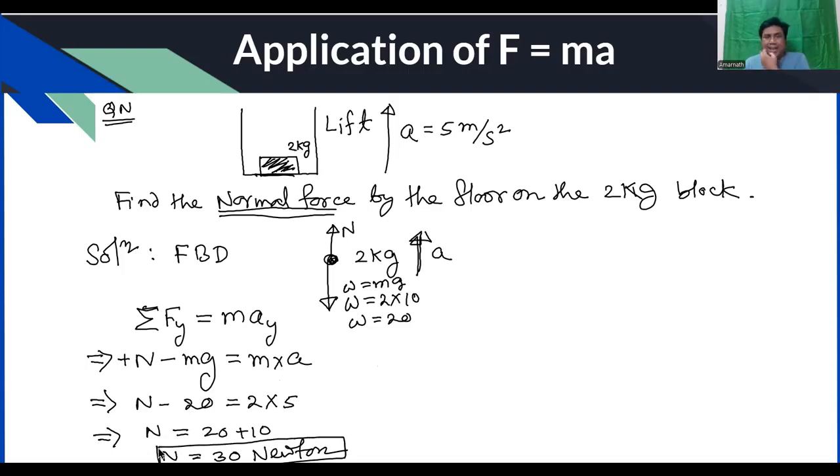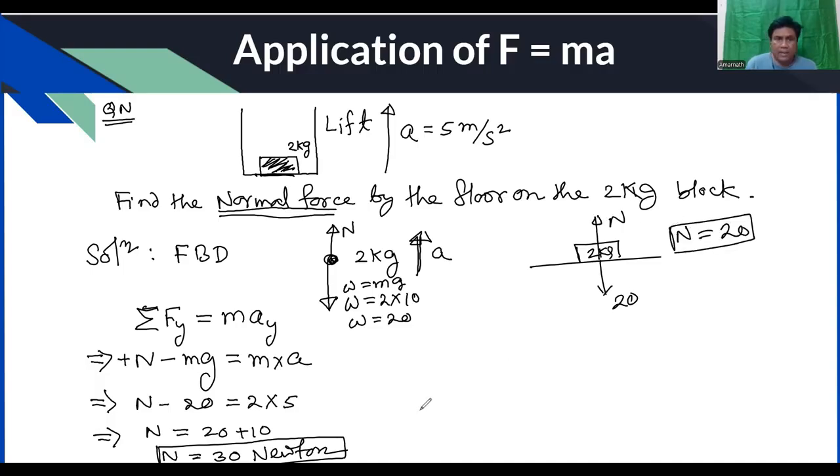Now one interesting point is that if the lift was not accelerating, say this is a normal table, and that is 2 kg. Here the downward force is 20 and the upward force is the normal reaction, which is 20. But now you see, normal reaction is 30. It means when it accelerates up, normal reaction increases.